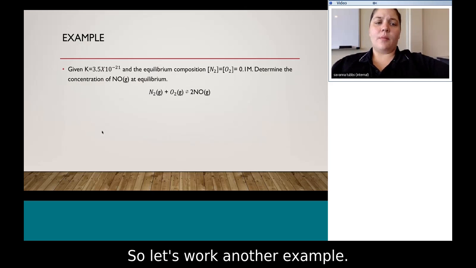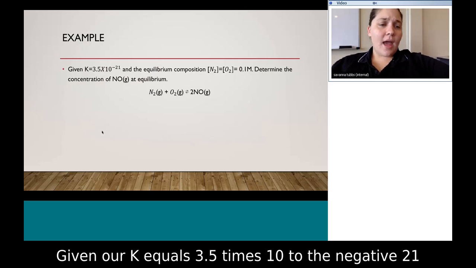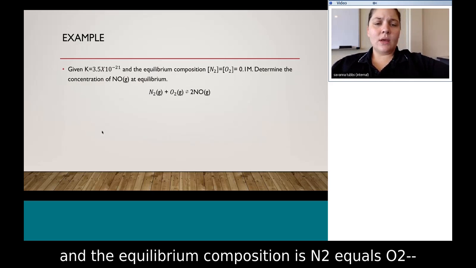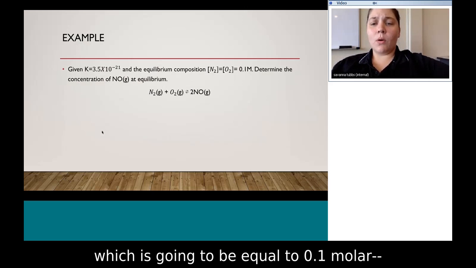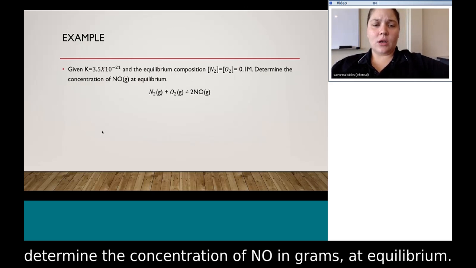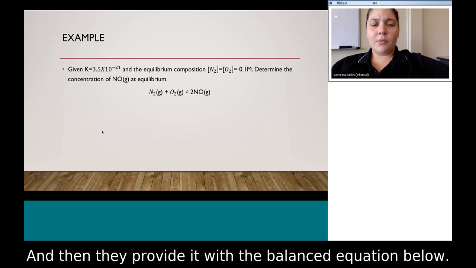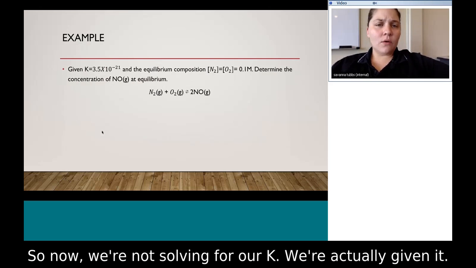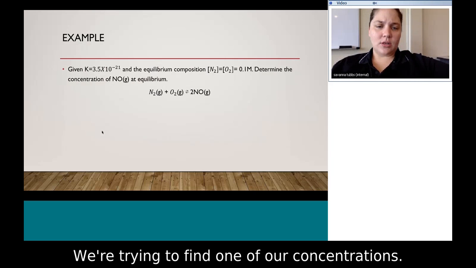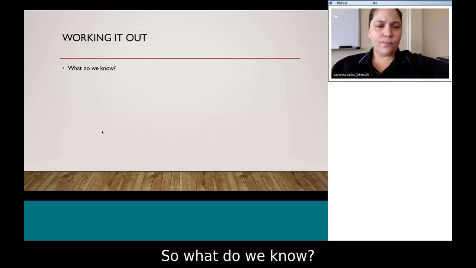So let's work another example. Given our K equals 3.5 times 10 to the negative 21, and the equilibrium composition is N2 equals O2, which is equal to 0.1 molar, determine the concentration of NO at equilibrium. And then they provide us with the balanced equation below. So now we're not solving for our K, we're actually given it. We're trying to find one of our concentrations. So what do we know?